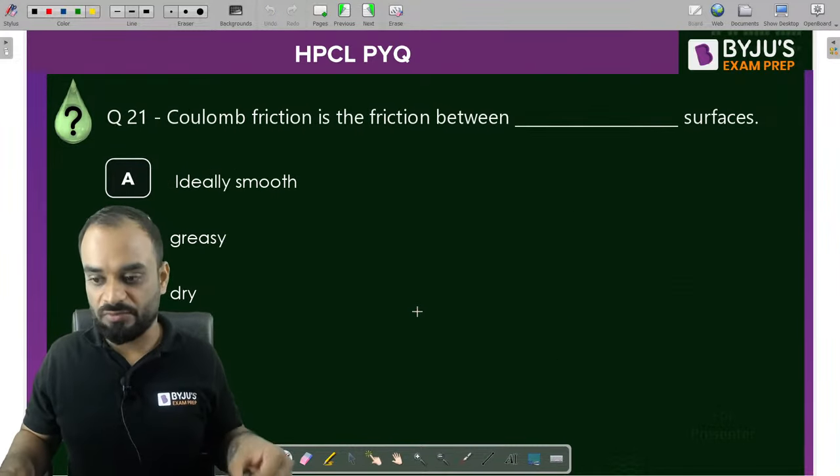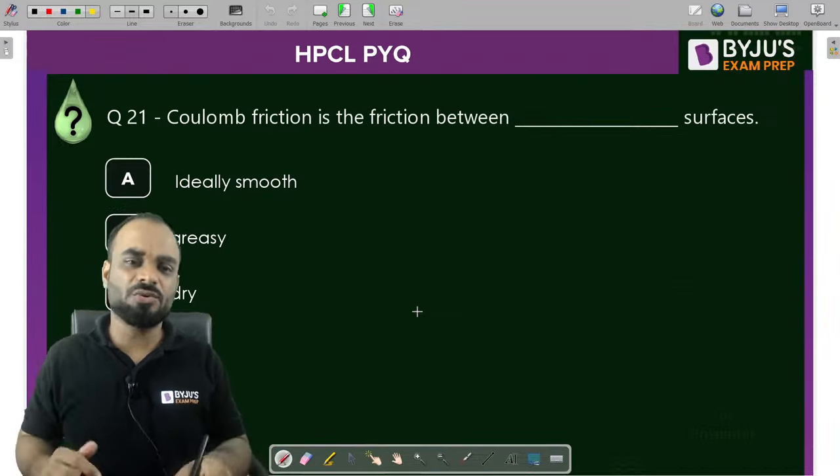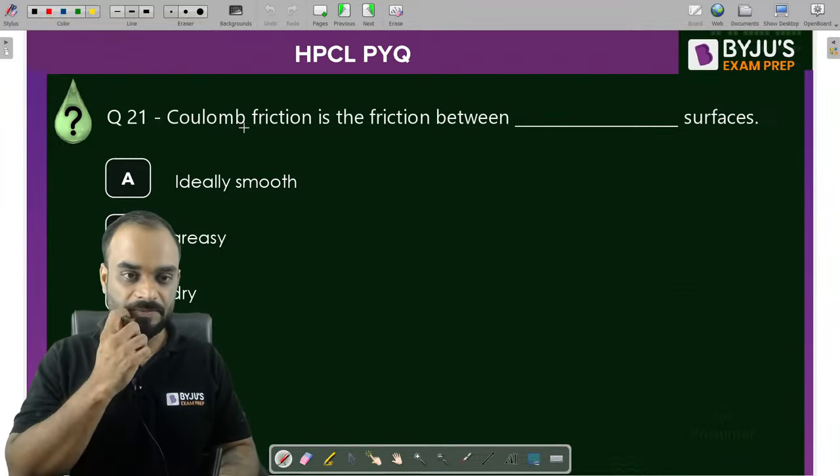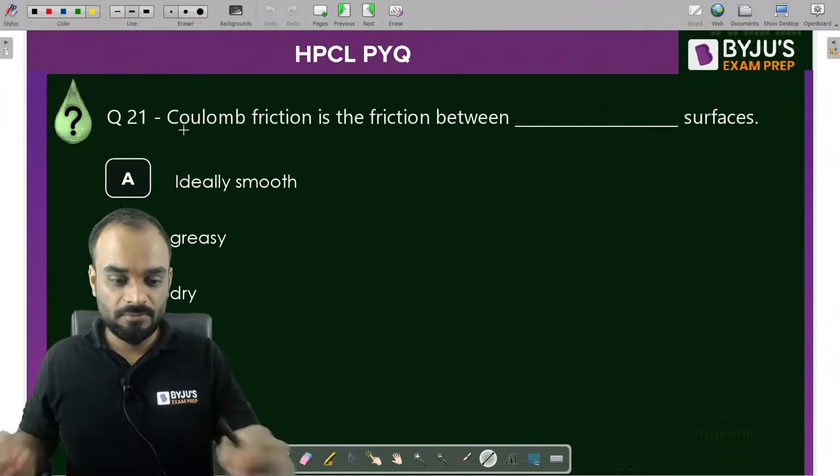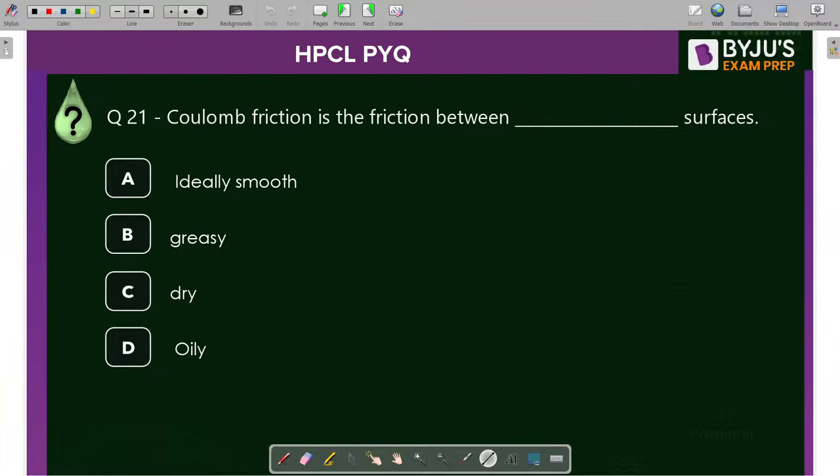We have one more question. Last question, guys. It is related to engineering mechanics. Coulomb friction. You know that, guys. Coulomb friction is the friction between what? You know that it is basically related to the dry surface. We have learned this particular part in engineering mechanics. So dry surface is the correct answer. C is the correct answer for the problem.